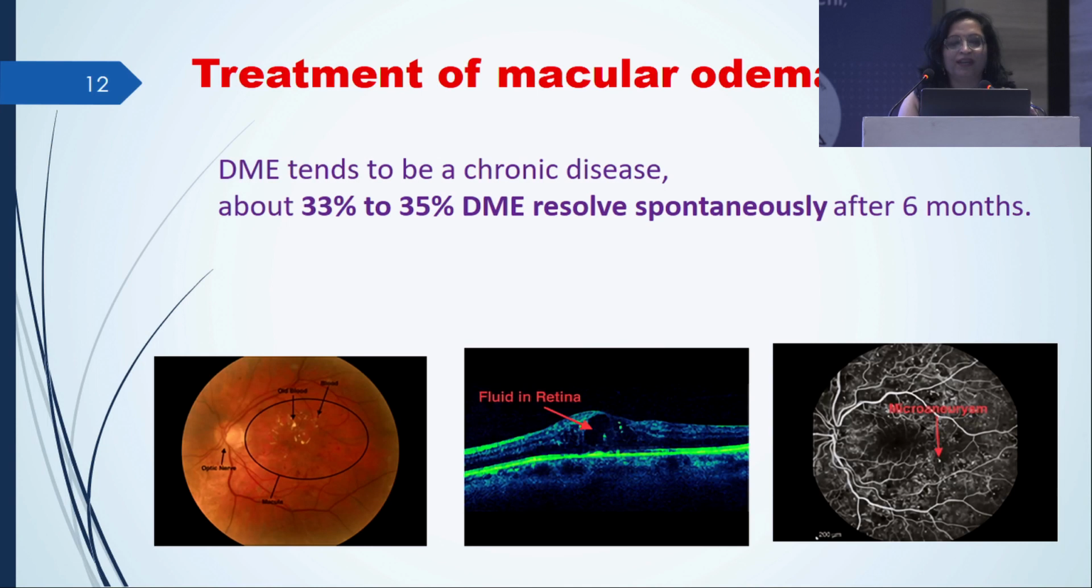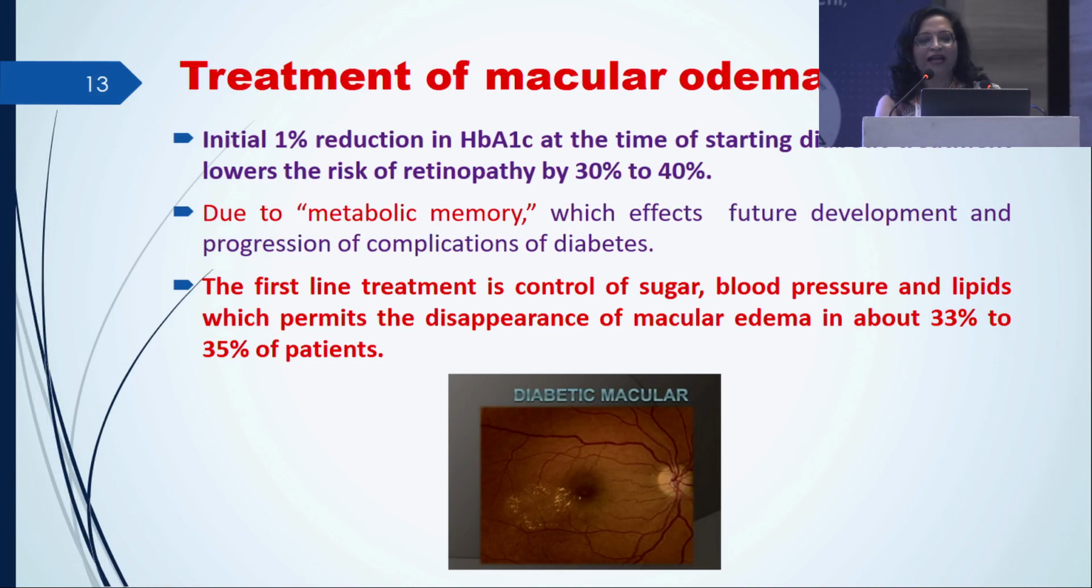And it has been seen that 30 to 35% of the patients resolve spontaneously if you see them for 6 months. And treatment is very important, but what we discussed is good control of diabetes. That good control of diabetes in the initial years is very important. So when you start the treatment and reduce the HbA1c, it reduces the risk of retinopathy by 30 to 40%. So our patient will be for prevention because of the metabolic memory. They will not develop or progress to diabetic retinopathy.